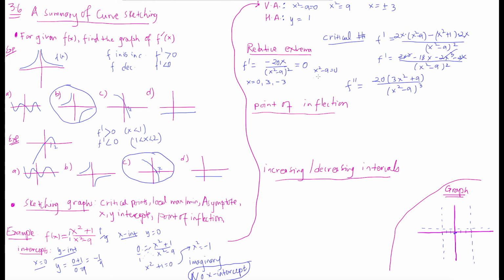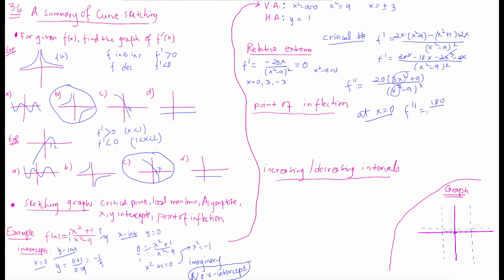Now what we do is we want to find out whether x equals 0 gives a maximum or minimum, okay? So plugging in x equals 0, you get f double prime equals 20 times 3 times 0 squared, right? That will be 0, and this will be 0 as well. So what you get is 20 times 9, which is 180, right?